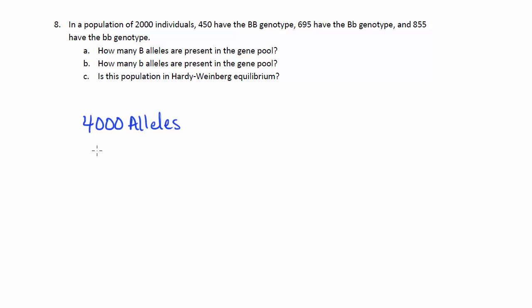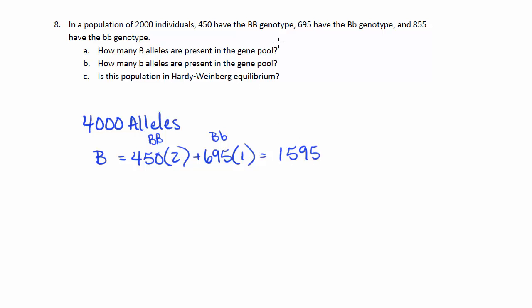If we want to figure out how many B's there are, then we would look at the fact that we've got 450 individuals that have 2 copies each, and then we also have 695 individuals that have 1 copy each. Again, this is the big B individuals, this is the heterozygous individuals. So if we were to add that up, we get a total of 1,595 big B alleles. So I'm going to put that up here.